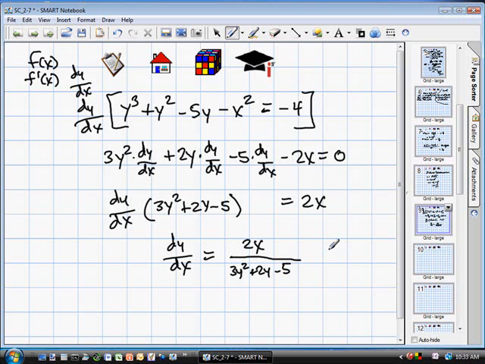Now, I know that looks strange. It's the first time we've seen a derivative that has both x's and y's in it. There she is. We actually found an implicit derivative.